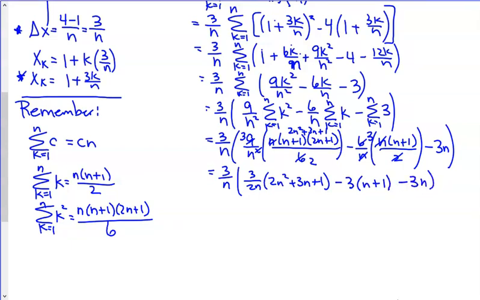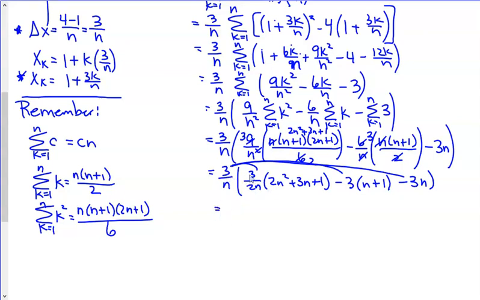So again, take it in baby steps. Don't do too much at once. All right, now here's where lots of options come into play. You can distribute this through. What I'm going to do is distribute this 3 over n to here, and to here. Okay, so I'm going to multiply everything by 3 over n. I'm going to distribute that in now.